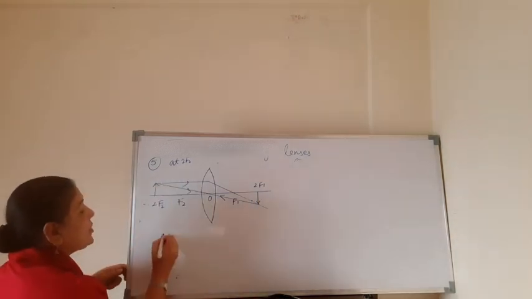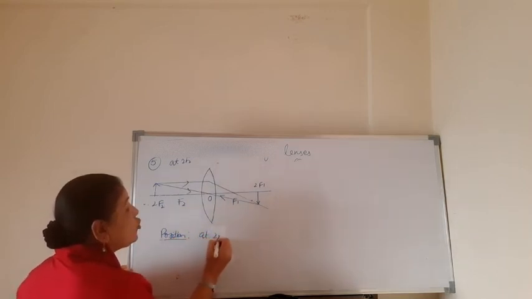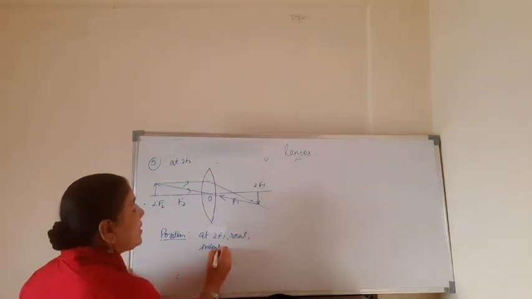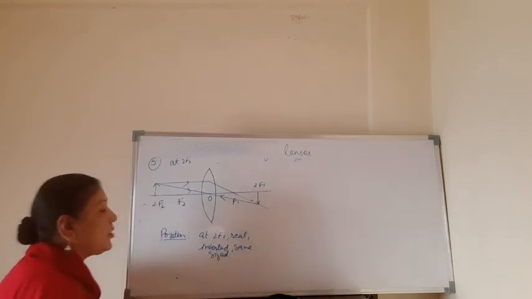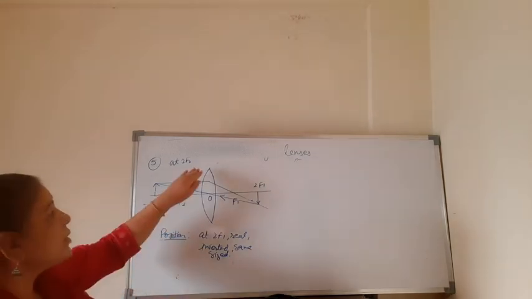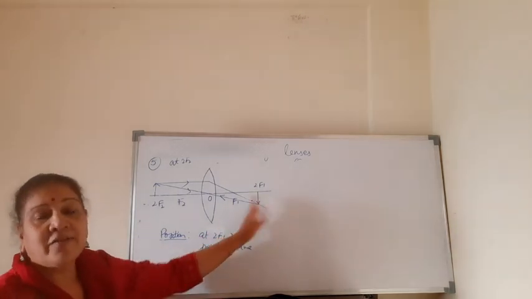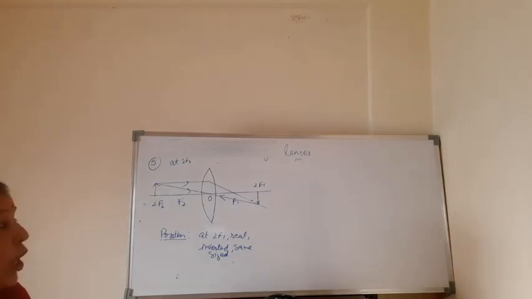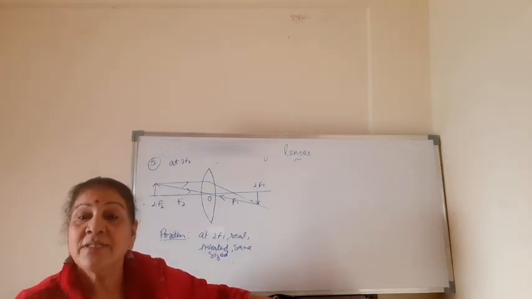What is the position of the image? The position will be at 2f1 to the other side. It is real, inverted and same sized. Whatever the size of the object is, the same sized image is formed. So the fifth case is when the object is at 2f2, the center of curvature, the image will be formed at the center of curvature on the other side. It will be real, inverted and same sized. If you observe all these 5 cases which I have taken, every time the image formed is real and inverted.